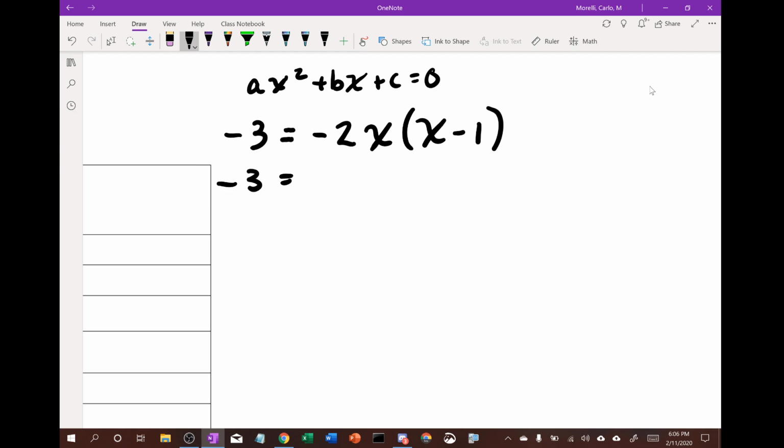We rewrite -3 equals, and now we have to multiply -2x through the parenthetical expression. So -2x times x is -2x squared, and that's where the quadratic term comes from. And then -2x times -1 is plus 2x.